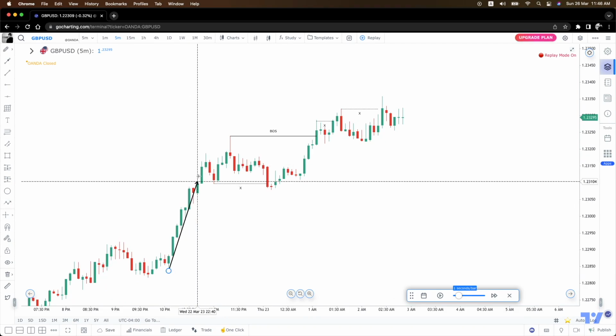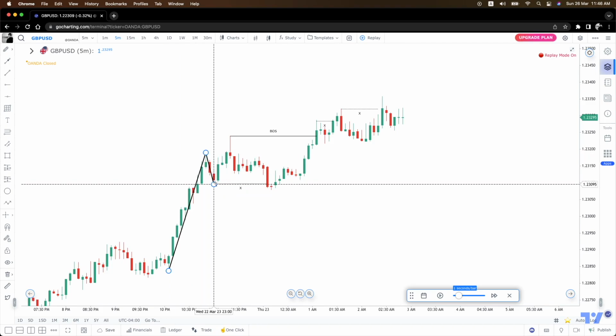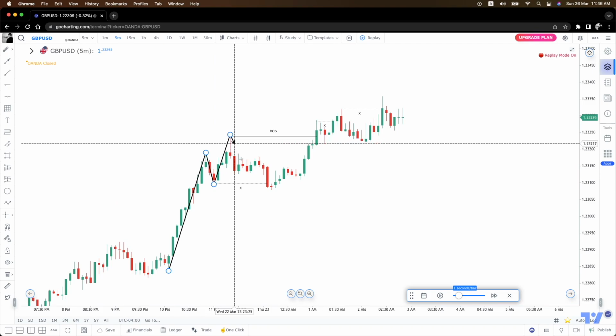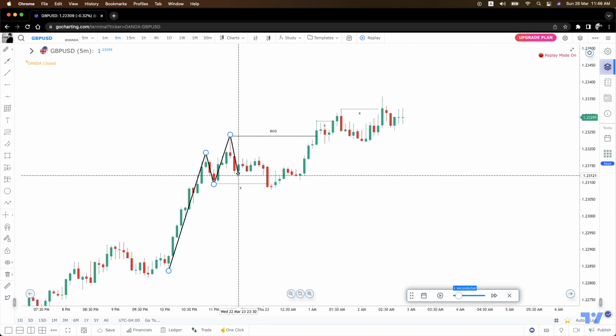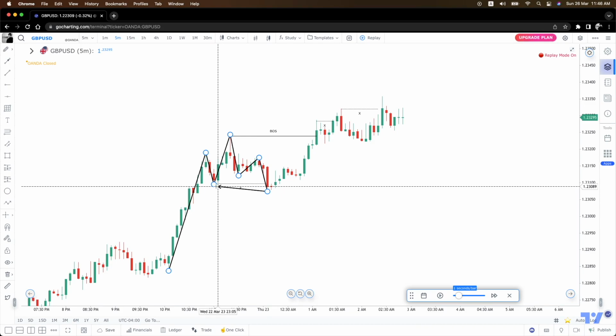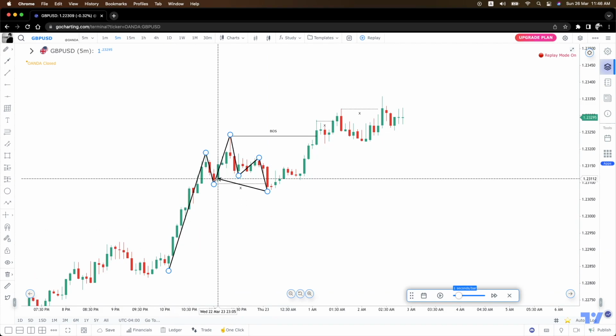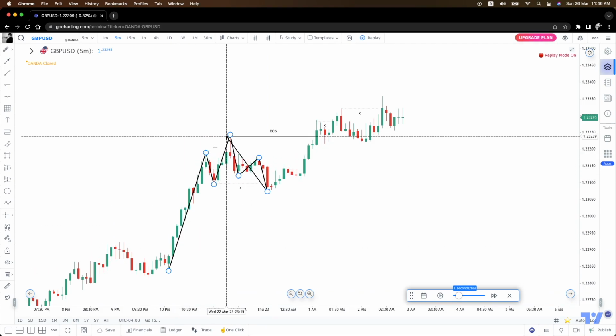So let's say we have this very strong impulse right here. Then we have a minor correction, another impulse, and look at this small move right here. Boom, it's taking liquidity from this low, which is the one I care about, because this impulse stopped right here, had a minor correction, then created another high.